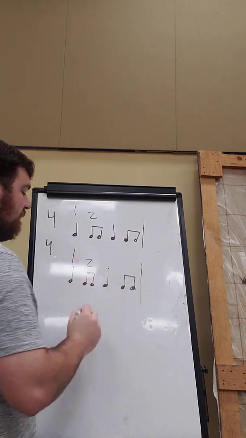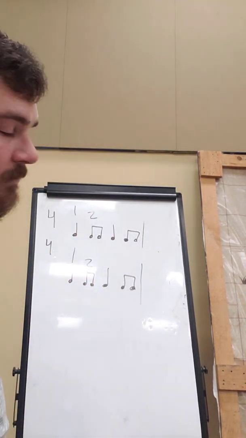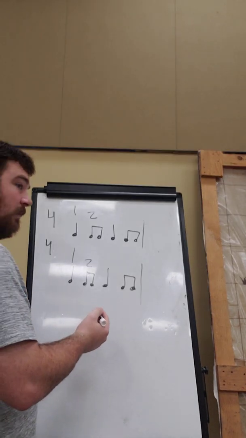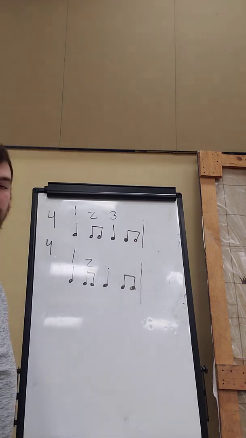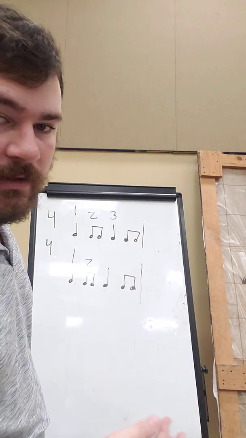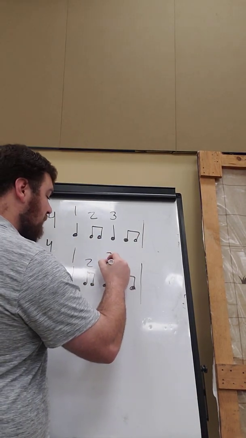Remember, in a grouping of eighth notes, the first eighth note always gets the downbeat, all right? So where's beat 3? Beat 3 is actually going to be on that second quarter note in that measure, okay?